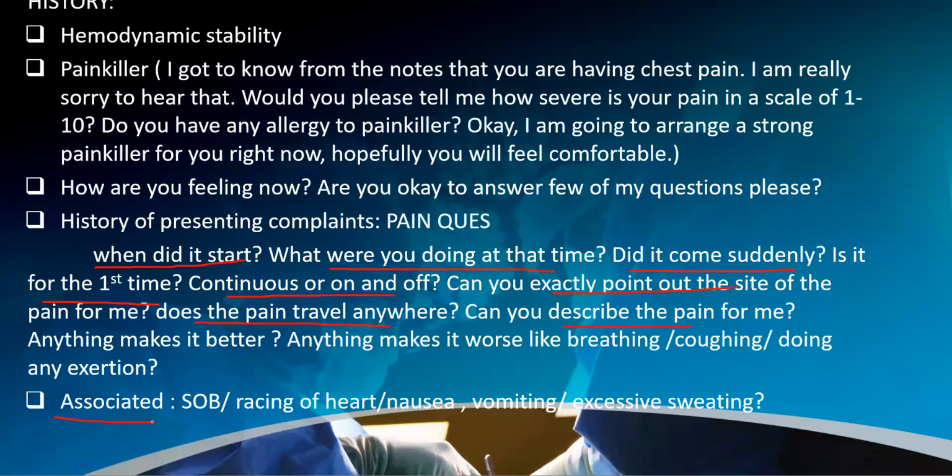Then associated, what can be associated with chest pain? So you want to rule out any symptoms of myocardial infarction. So along with the chest pain, are you having any difficulty breathing, any racing of your heart, any nausea, vomiting, or excessive sweating? So that's your main question: nausea, vomiting, excessive sweating, shortness of breath, or racing of the heart. So this will rule out myocardial infarction.